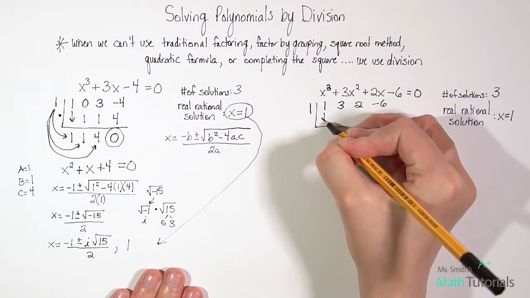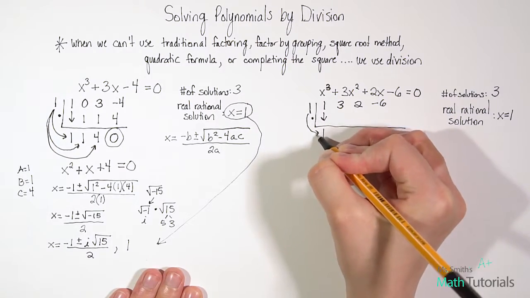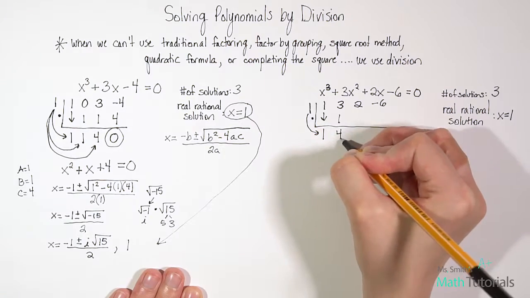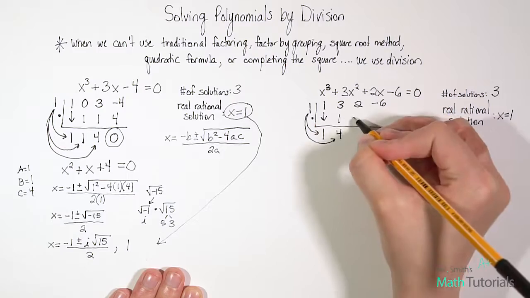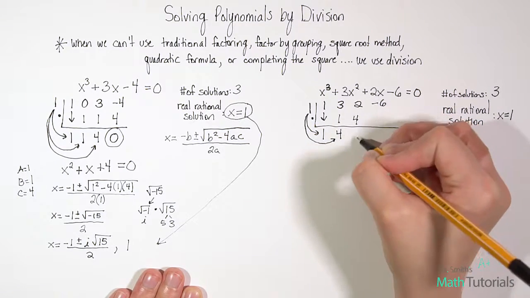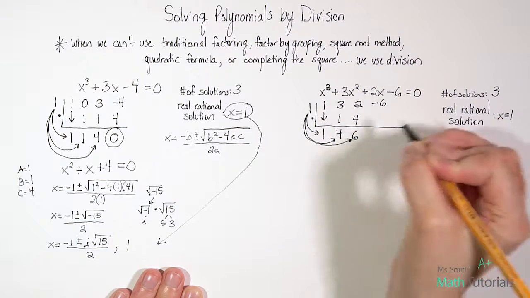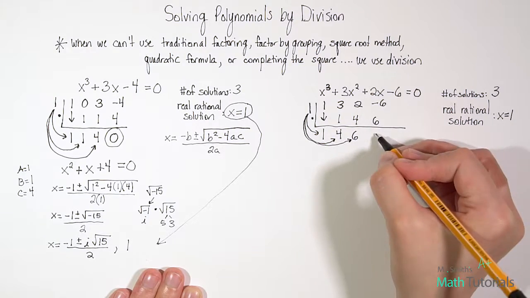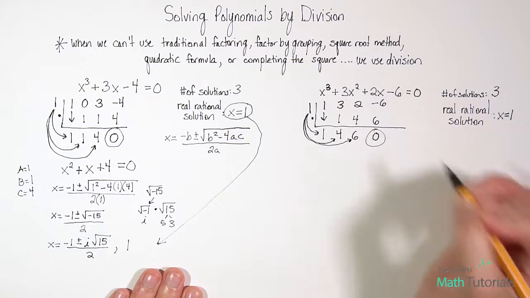We want to bring down our first coefficient of 1. We start this multiplication chain. So 1 times 1 is 1. 3 plus 1 is 4. All right, and then we start it again. So 1 times 4 is 4. And 2 plus 4 is 6. So we keep it going. 1 times 6 is 6, and -6 plus 6 is 0, which is good. Remember, when we're solving polynomials by division, we should always get a remainder of 0.